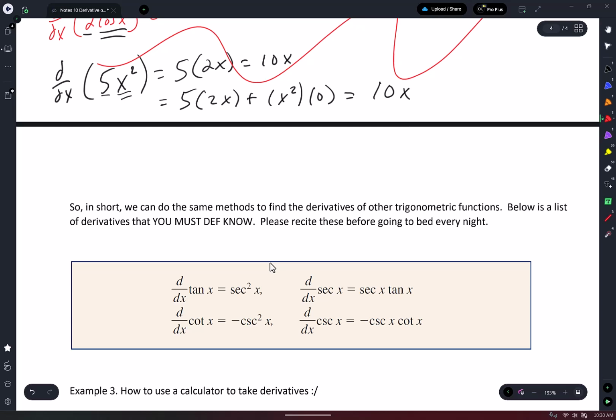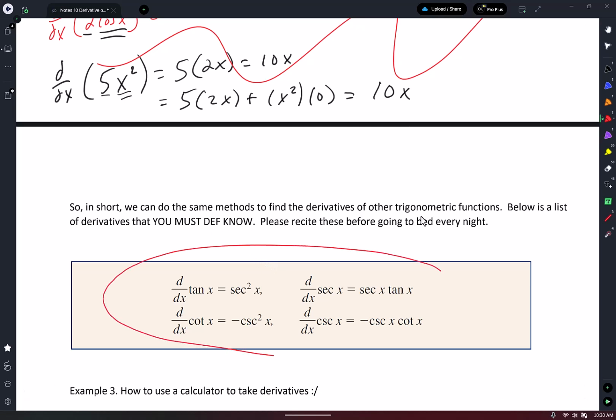So in short, we can do the same methods to find the derivative of other trigs. So here they are, guys. Here's the derivative of all the ones that we just talked about. Please recite these before going to bed every night when you do your prayers. You'll know it for a fact. I'm telling you, this is what we got to do. When you're going to bed, you'll go like, what's the derivative of tan x? Secant squared. Just recite it. You'll be fine.